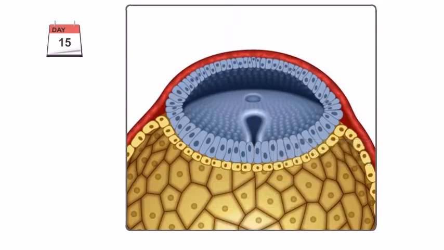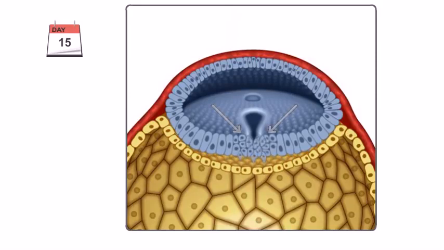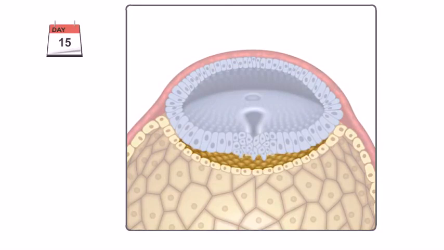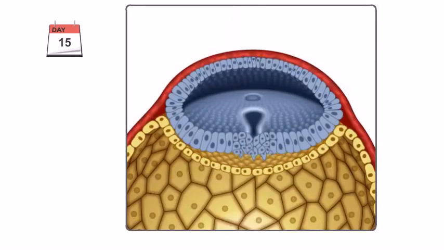Once formed, cells of the epiblast migrate inwards towards the streak, detach from the epiblast, and slip beneath it into the interior of the embryo. This process is known as invagination.